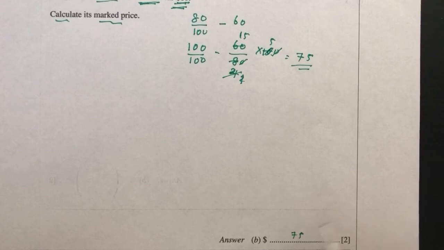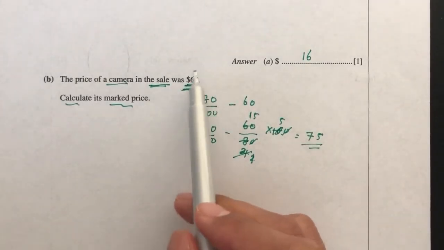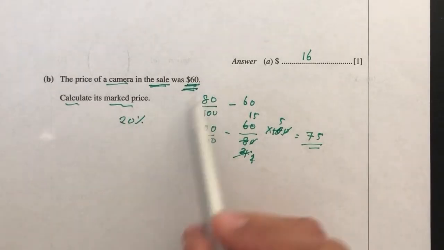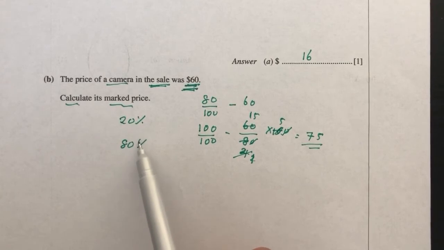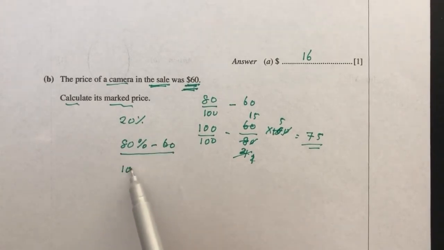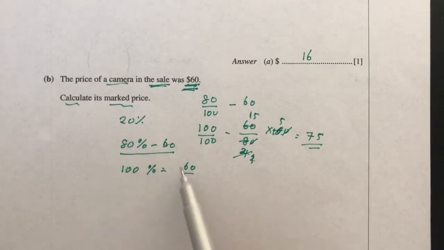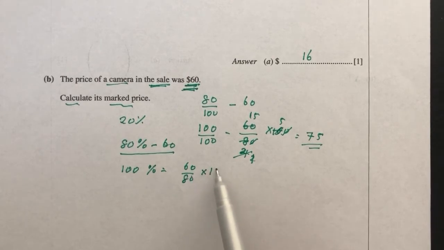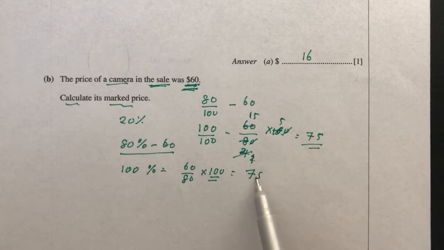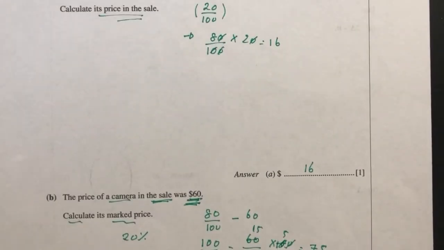So just to explain that, I feel like I went kind of fast. The sale price here was actually the price after the reduction. So we had a reduction of 20%, which means the sale price only represents 80%. So 80% will be 60. Now we want to find the original price, which was 100%. So we do 60 divided by 80, which it represents, times 100 to find the value of the original price. You will get $75 for the price of the camera. That was question number 15.